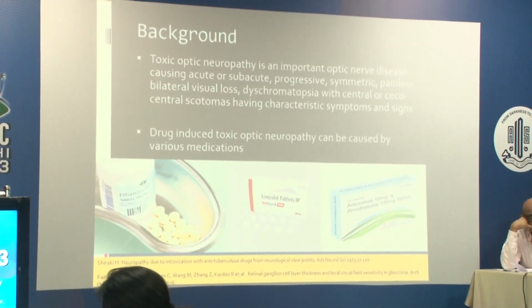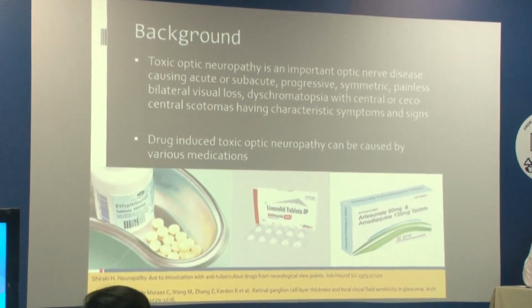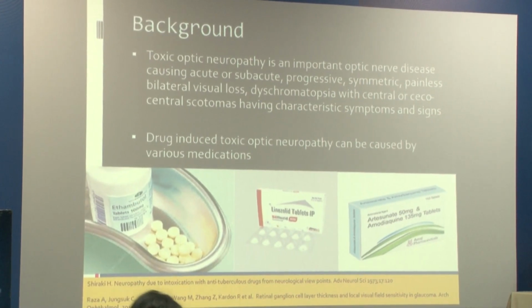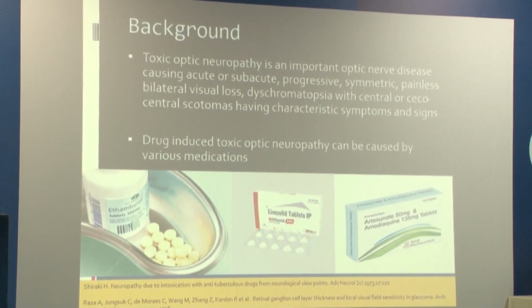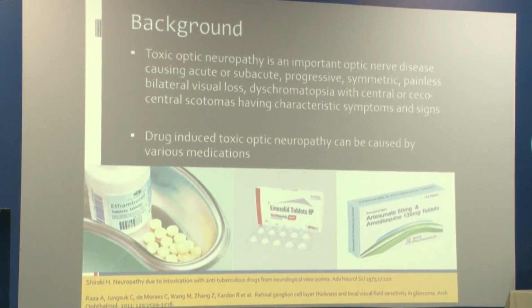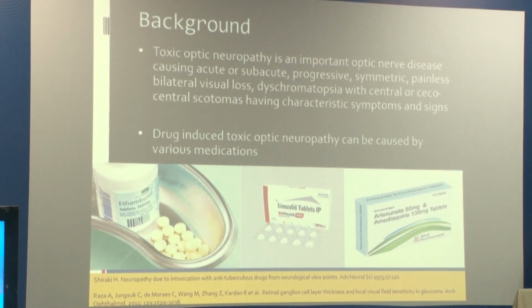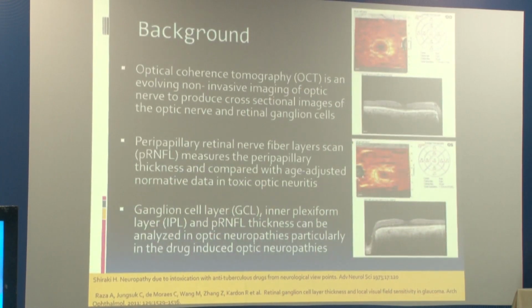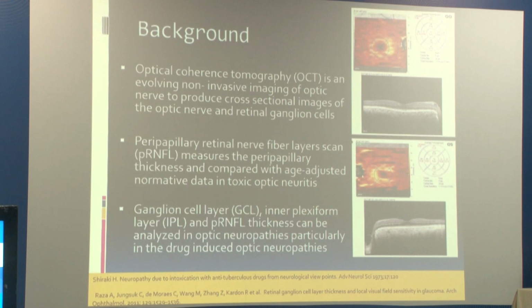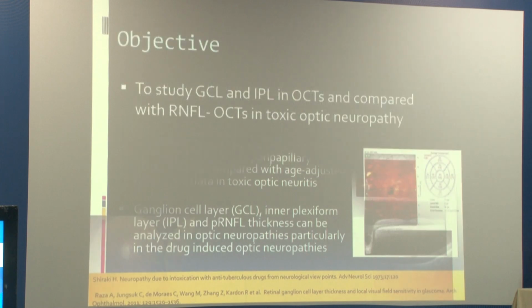Well, toxic optic neuropathy is an important optic nerve disease causing acute or subacute, progressive, symmetric, painless bilateral visual loss followed by dyschromatopsia with central or cecocentral scotoma. Drug-induced optic neuropathy can be caused by various medications. Optical coherence tomography is an evolving non-invasive imaging of the optic nerve to produce cross-sectional images of the optic nerve and retinal ganglion cells. Peripapillary retinal nerve fiber scans measure the peripapillary thickness, and ganglion cell layer and inner plexiform layer thickness were analyzed in optic neuropathy.